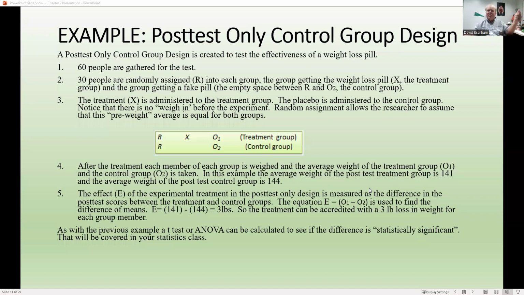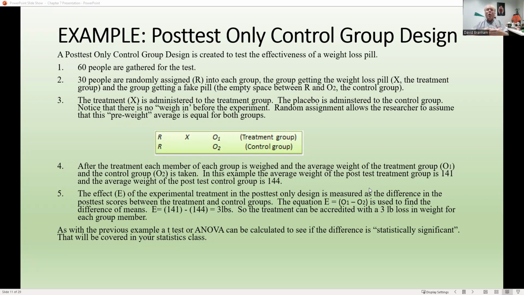Then the second example is the post-test only group design, which is a little bit easier because you just don't have to weigh everybody before, right? So 60 people are gathered for the test, and then 30 people are randomly assigned into each group. The group getting the weight loss pill, X, is the treatment group. The group getting the fake pill, the blank spot between R and O2, is the control group. The treatment is administered to the treatment group. The placebo is administered to the control group.